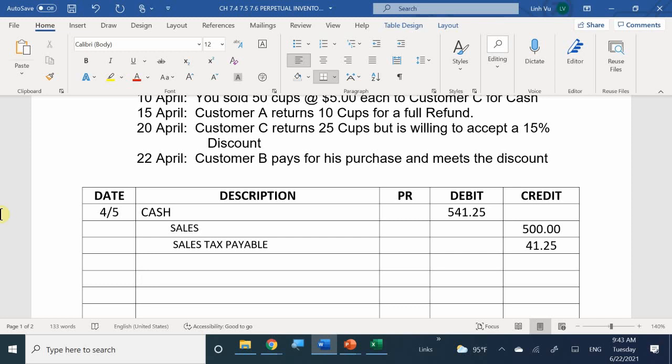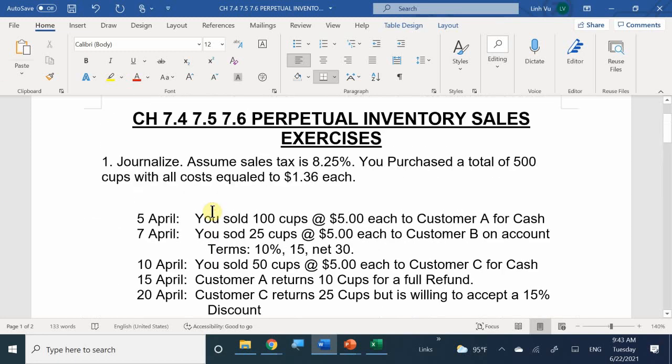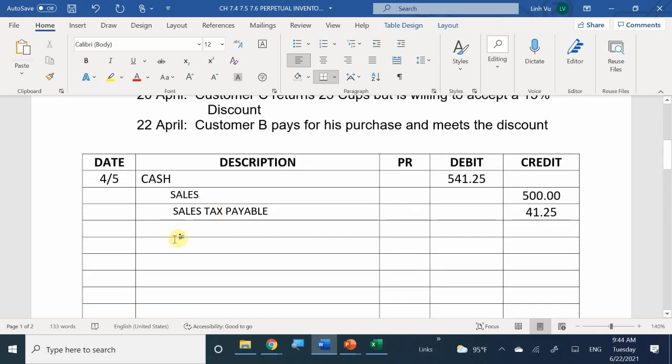So in this case, I sold 100 cups. So how much did it cost me to sell 100 cups? The cost of goods sold is 136. Excellent. So we're going to calculate our cost of goods sold, which, if it cost me $1.36 per cup and I sold 100 of them, is 100 times $1.36, which is 136. And we're going to take this directly out of my inventory, which was cups. Okay?